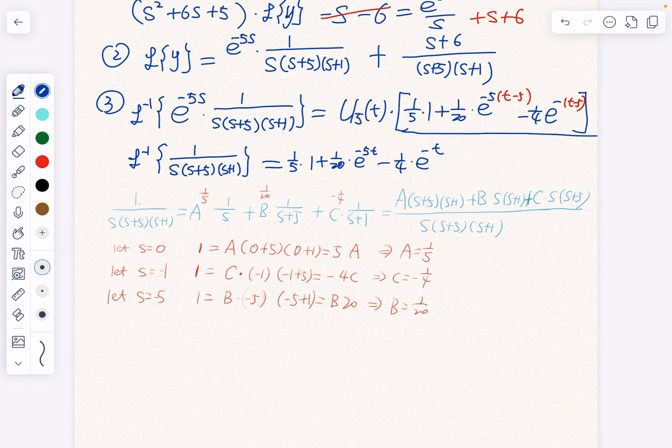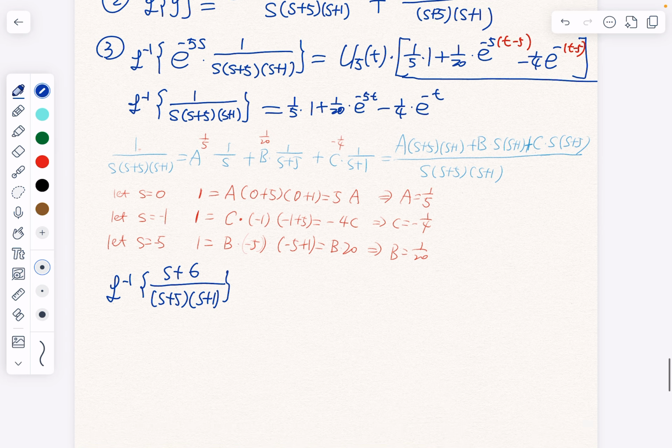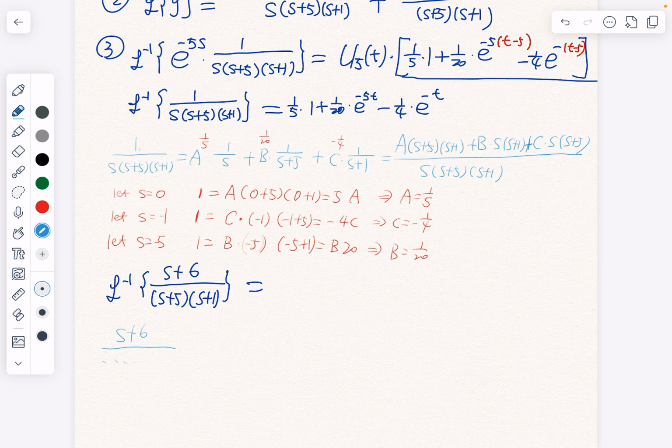So you basically do the same thing. You take inverse Laplace transform of s plus 6 over s plus 5 times s plus 1. You know this is a second order problem. So when you try to do inverse Laplace transform to figure things out, you have s plus 6. The denominator doesn't really matter that much anymore. It's a over s plus 5, b over s plus 1. You get your common denominator, but you focus on the numerator.